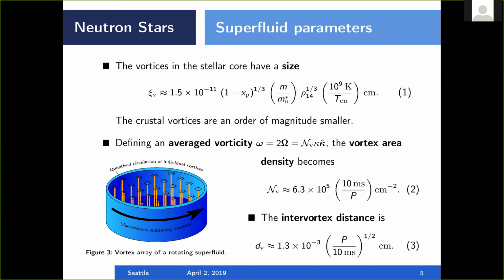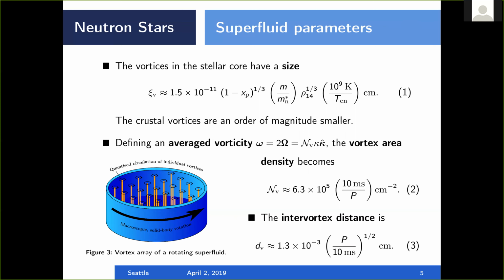So we talked about the dimensions of these systems in a bit of an abstract way yesterday. So I just wanted to give you some of the numbers that we have for these parameters in the actual neutron star. The neutron vortices in the stellar core have a size of something like 10 to the minus 11 centimeters, so something like 100 Fermi. And if you use the standard expression from BCS theory to calculate the size, what you get is that it is a function of the density inside the star. So it's a function of the proton fraction, which we denote by x_p.